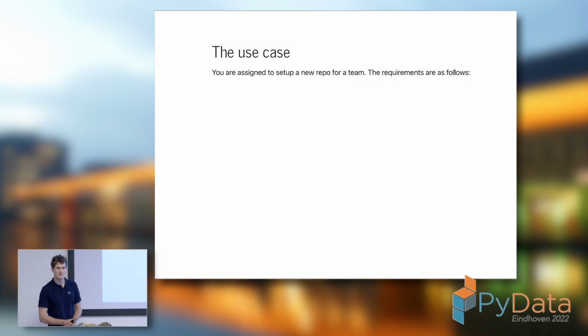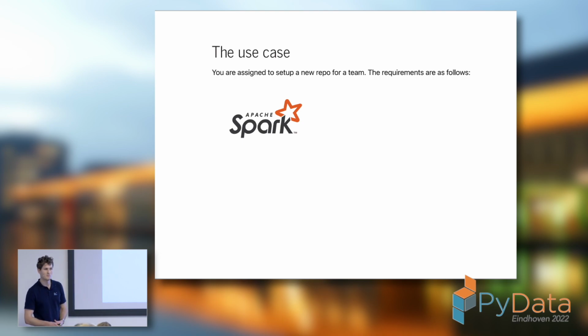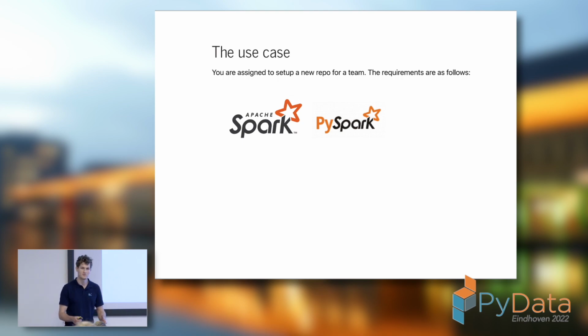All right, so first of all, I want to sketch a little bit of a use case. I want you to imagine that you are setting up a new repository for a team and you have the following requirements. You want to make an analytics application, so you want to do big data processing with Apache Spark. For that, you will need a system with Java. Also, because you probably want to develop it in Python, we want to use PySpark, and then naturally also Python.